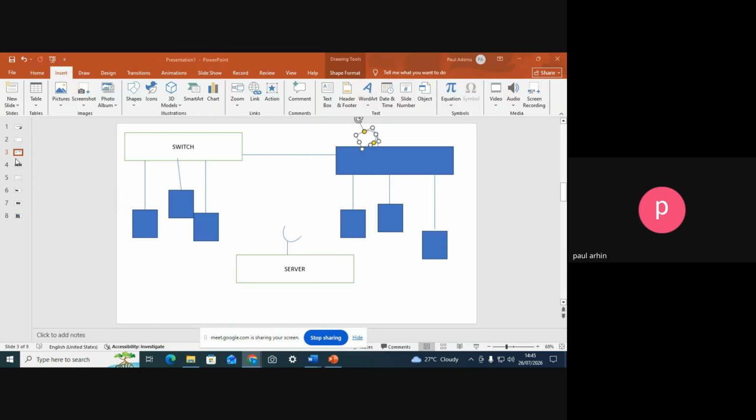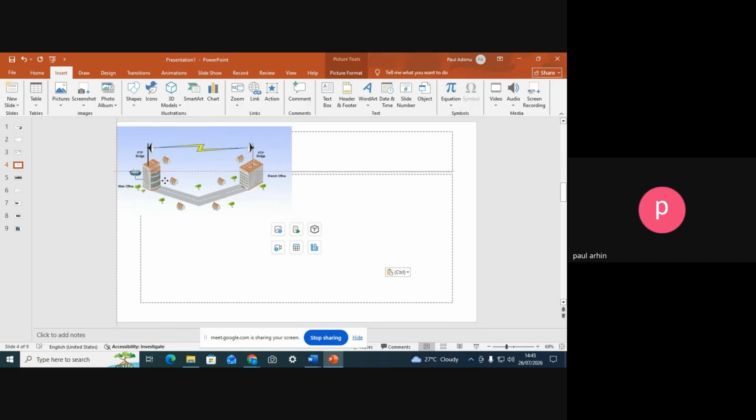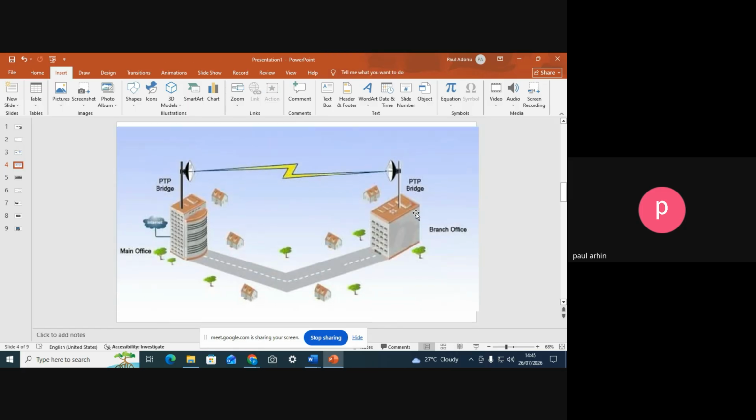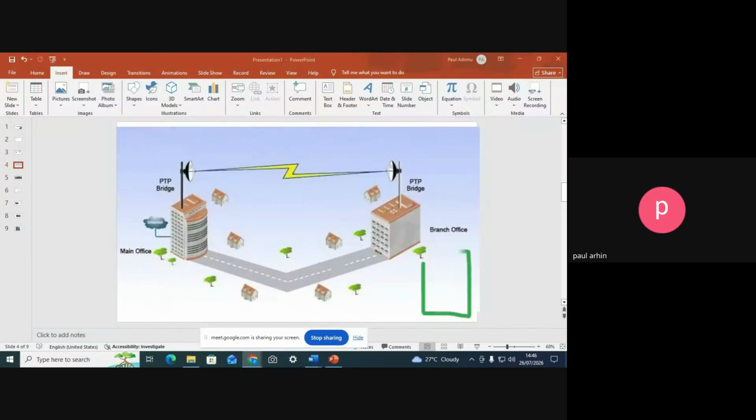Let me get this. Let me put this one right here. Okay, so look at this one too. This is the branch office. And this is the main office where the servers are found. That means the internet itself is here. So even if there was another branch office here, they will also still have to connect to this one before this branch office can access the resources of the company.